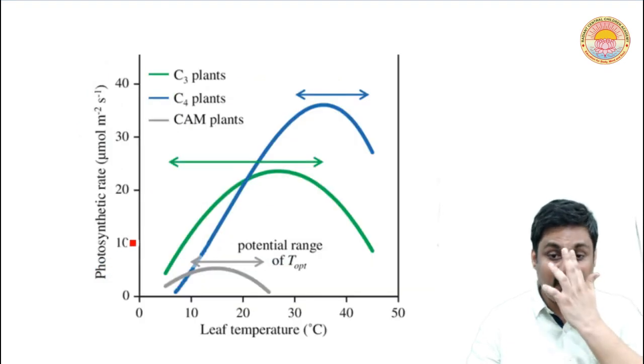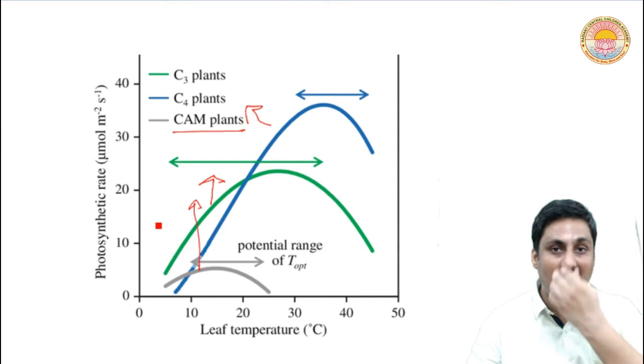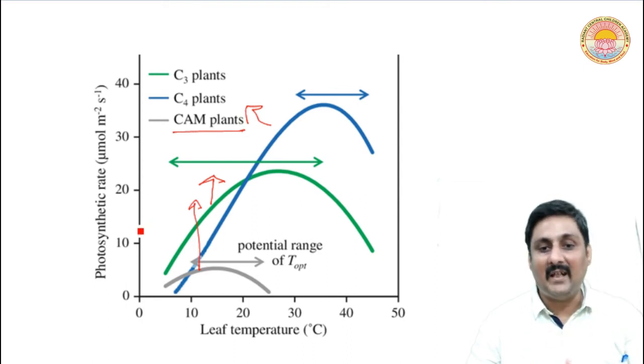Now you see rate of photosynthesis and temperature, how it affects. The green light shows C3 plants. Now this blue light shows C4 plants, and this is CAM plants. Now CAM plants are those plants which open their stomata during the light hours. So they are very temperature sensitive.